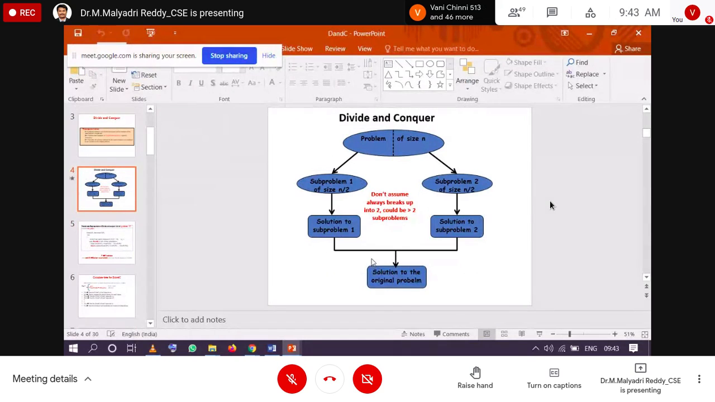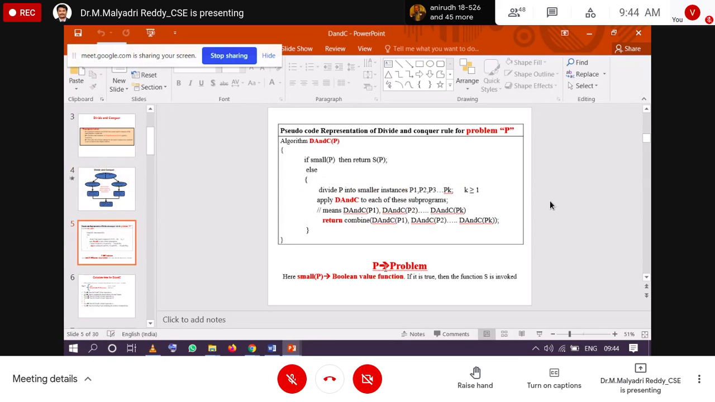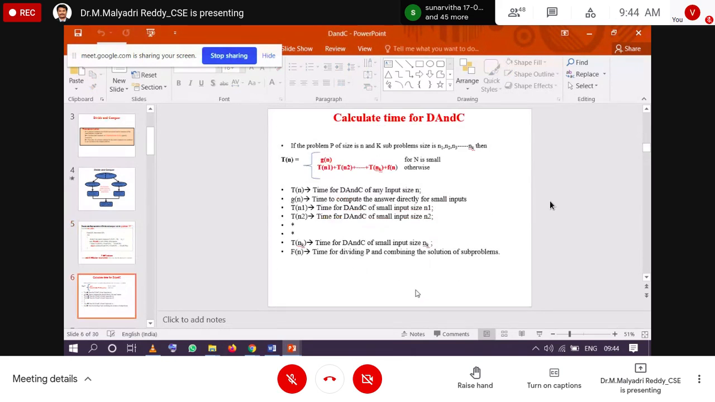For the abstract divide and conquer strategy, you need to write this one. A big problem is divided into sub problems. If a sub problem still has a number of elements, again divide into sub problems. After that, you have to apply the conquering. So this is the abstract algorithm for divide and conquer. If the problem is small, then we return the solution. If the problem is big, again divide into sub problems, then combine the solutions. This is the abstract algorithm for divide and conquer.